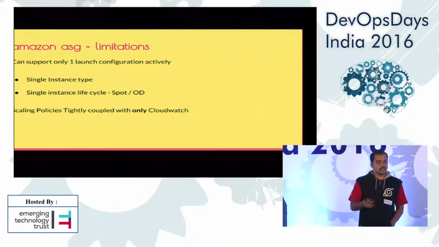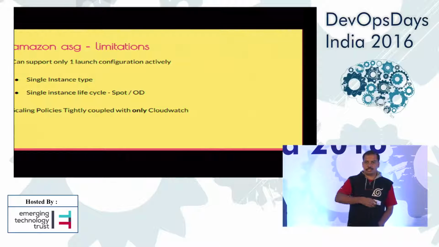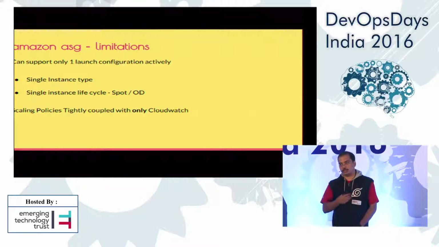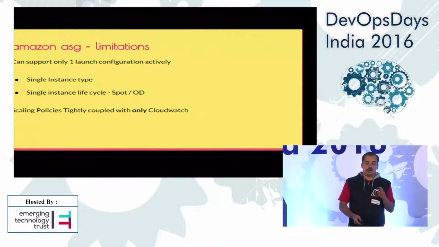And also, those instances have to be of a single instance life cycle, that is, they can either be completely spot or completely on demand. You can't mix and match a percentage or all these fancy things you get with these modern load balancers. You don't get those features.